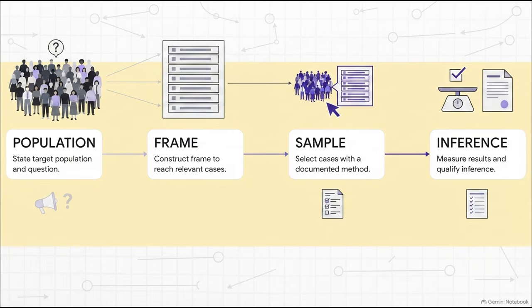Second, you construct that sampling frame we just talked about, the operational way to reach them. Third, you draw your sample, meaning you actually select or recruit your cases using a method you strictly document. And fourth, inference. You measure the results, look for any missing coverage, and qualify what you found. These four stages are what seamlessly connect your raw starting point to your final computational result.